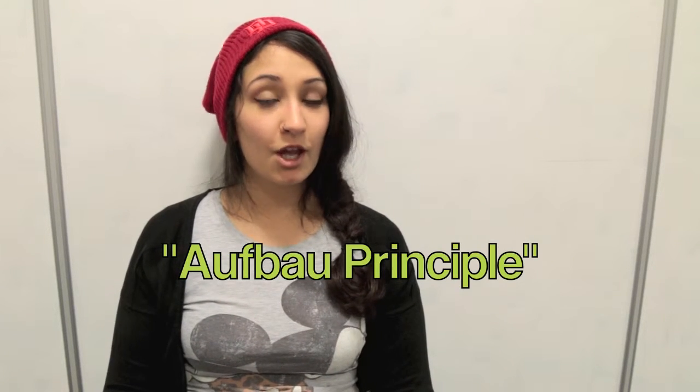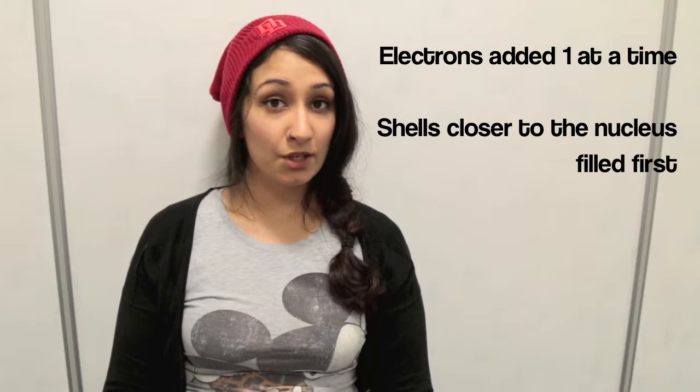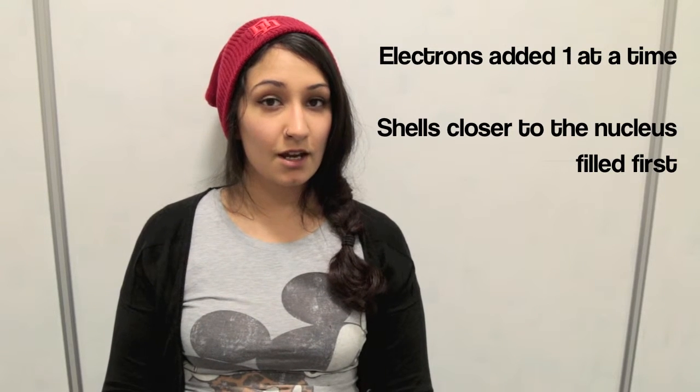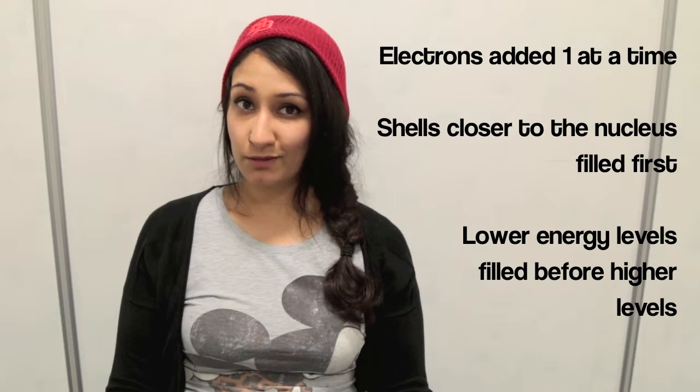Number 4. Filling the shells and subshells goes by a set of rules called the Aufbau principles, which state that electrons are added one at a time, the lower energy shells, or shells closer to the nucleus, must be filled first, and each energy level must be filled before a higher energy level starts to fill.